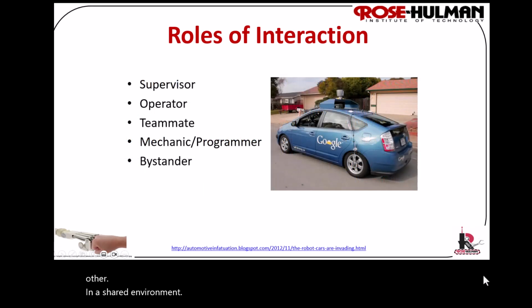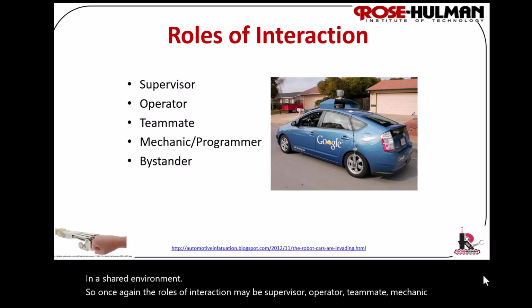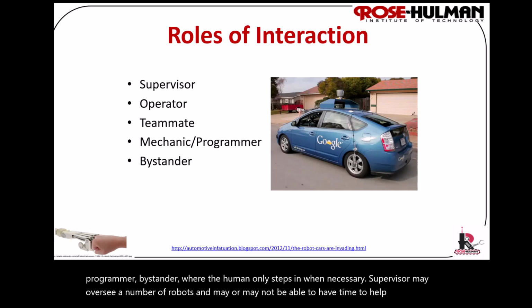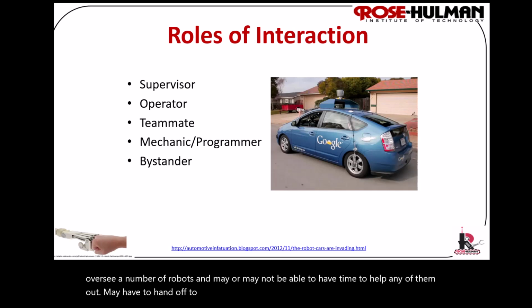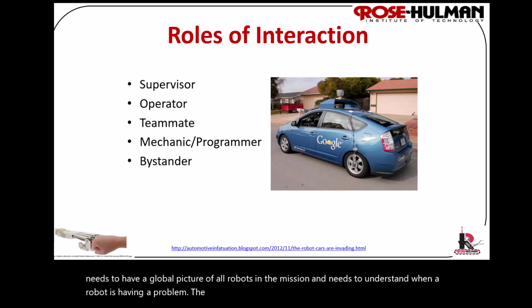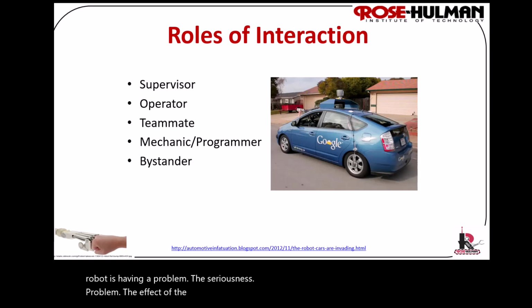So once again, the roles of interaction may be supervisor, operator, teammate, mechanic, programmer, bystander, where the human only steps in when necessary. A supervisor may oversee a number of robots and may or may not have time to help any of them out, and may have to hand off to another operator if something goes wrong. The supervisor needs to have a global picture of all robots in the mission and needs to understand when a robot is having a problem, the seriousness of the problem, and the effect on the mission. The challenge may be how many robots can a supervisor effectively operate.